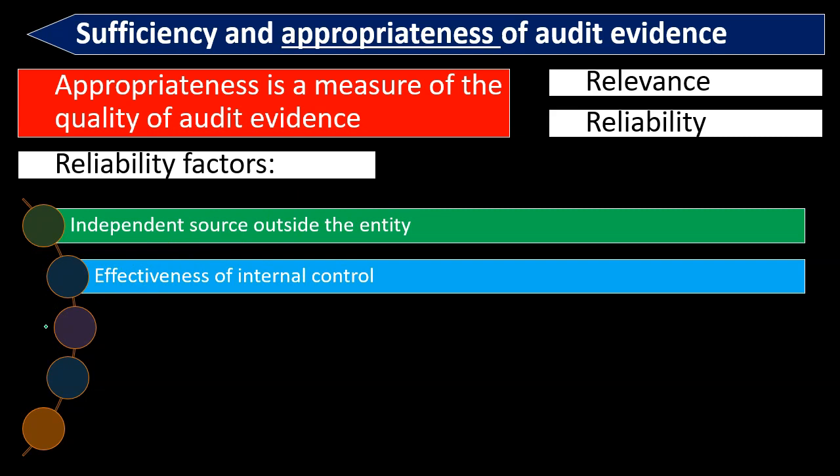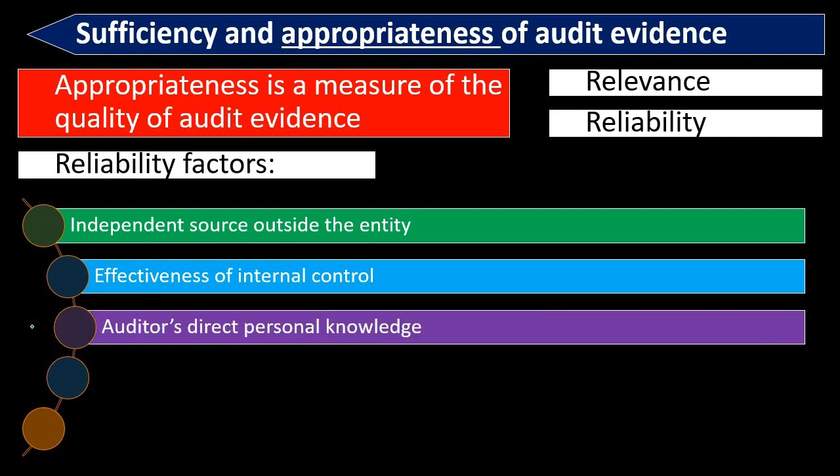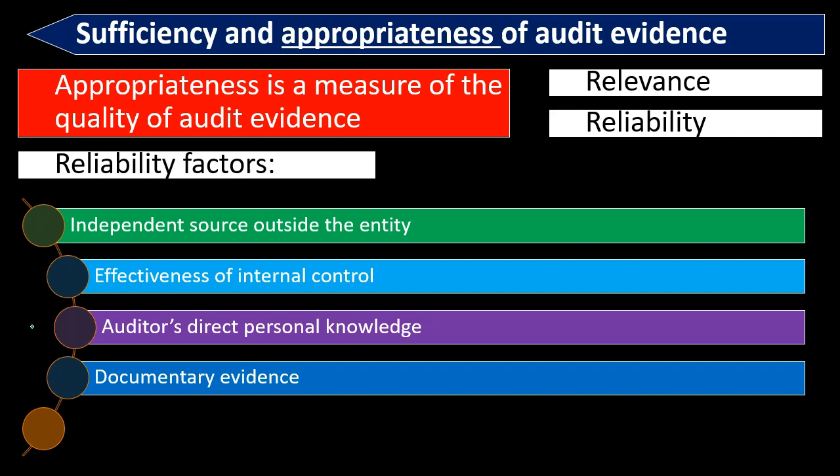Effectiveness of internal controls. So better internal controls would obviously be better evidence. Auditors' direct personal knowledge. So if we're talking about something that's part of the auditor's knowledge, then that's going to be pretty good evidence because, again, the auditor is independent. So if it's part of the auditor's knowledge and not something that's completely dependent on, say, management, then it would be more reliable or more convincing, typically, not being relied on completely on someone internal to the company, which is the entity being audited.